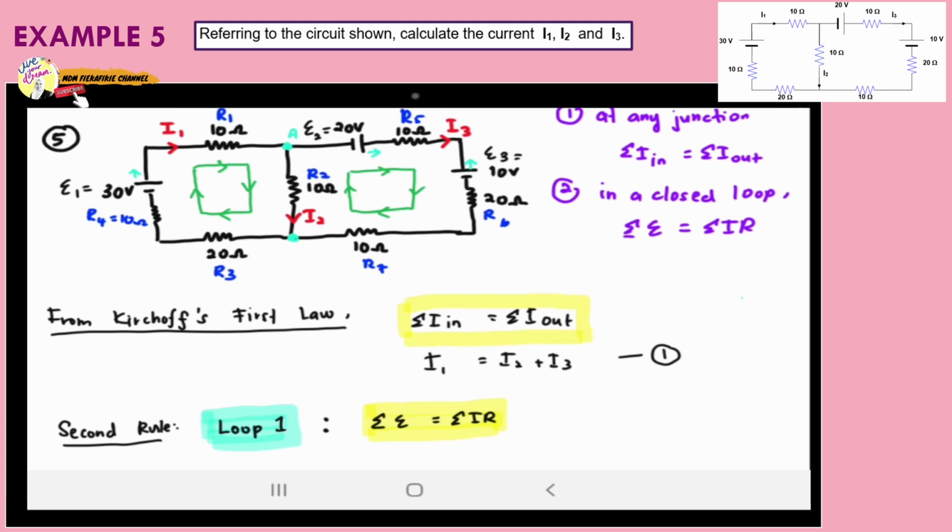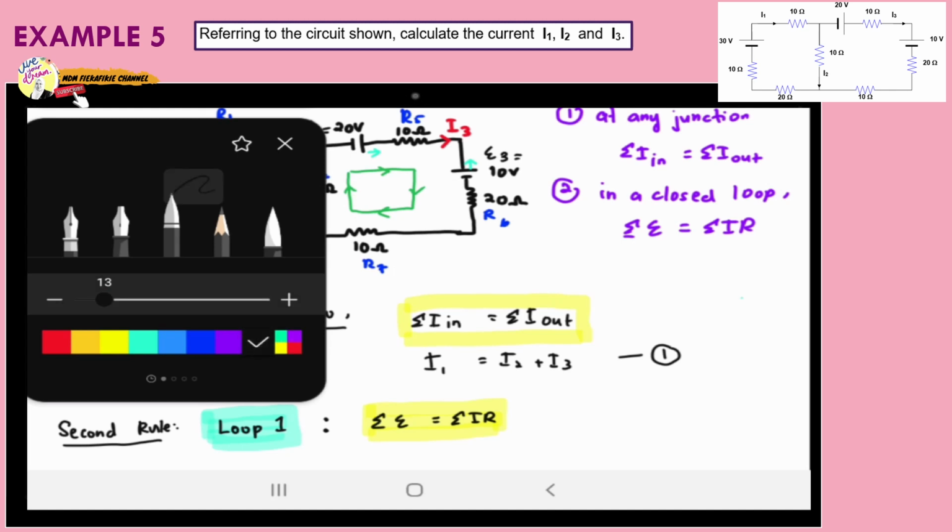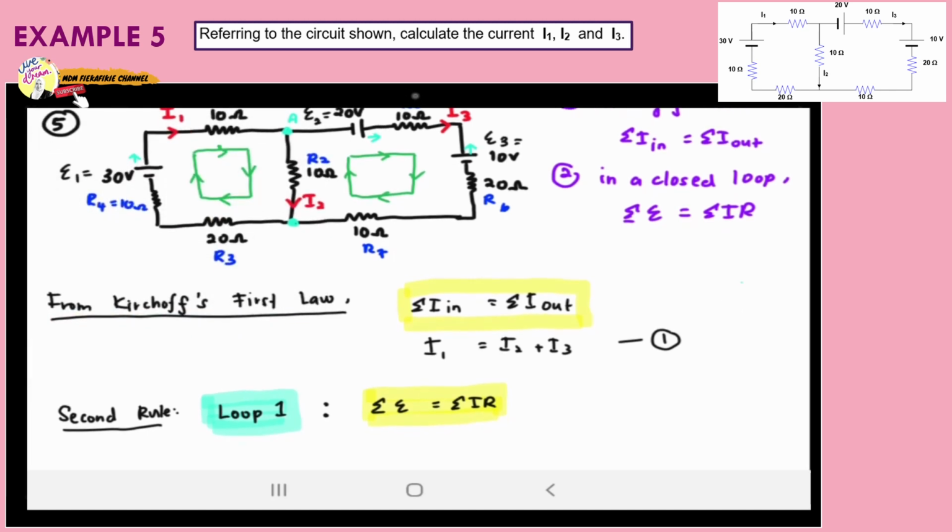Okay, let's try. Now let's refer to loop 1 first. So, we just have one EMF. You can see here that the direction of the small arrow and the direction of your loop is the same direction. When it's the same direction, it's positive. So the EMF is positive 30. And total IR. Now refer to the circuit, the first loop.